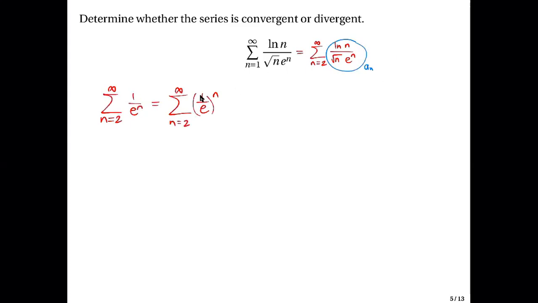And again, this is a geometric series with r equals 1 over e, and 1 over e is less than 1. So this guy here is convergent, since it is a geometric series with absolute value of r equals 1 over e, which is less than 1.